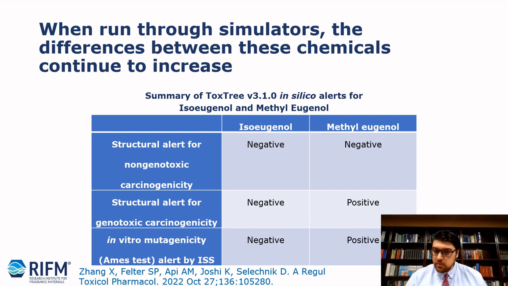Now, moving away from structure, though certainly based on structure, we can put these through various simulators and see what alerts are found for them. Starting with ToxTree, we see that isoeugenol and methyleugenol have different alerts present in this tool. Isoeugenol is negative for non-genotoxic carcinogenicity, genotoxic carcinogenicity, and in vitro mutagenicity. Whereas methyleugenol is negative for non-genotoxic carcinogenicity, but positive for genotoxic carcinogenicity and in vitro mutagenicity. These alerts are based on the structure. So those small structural differences that I noted earlier are having an effect when we're looking at these predicted alerts.